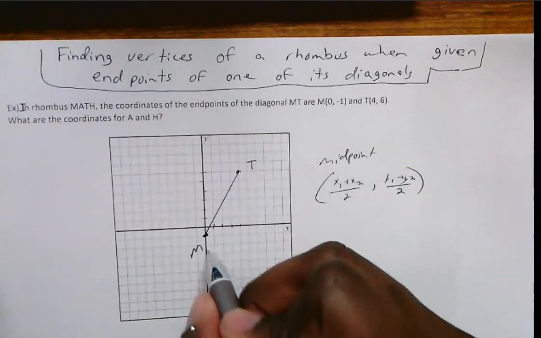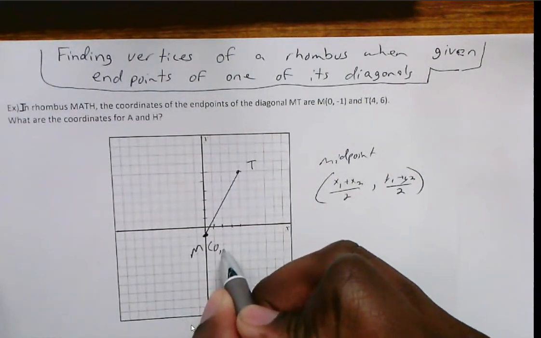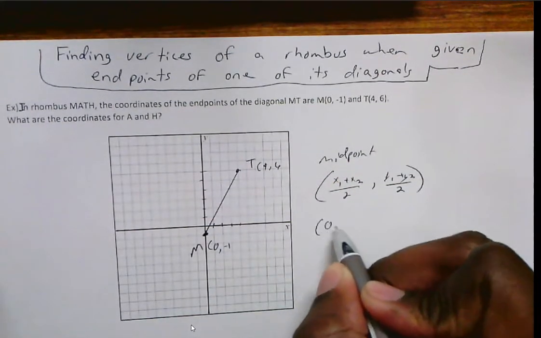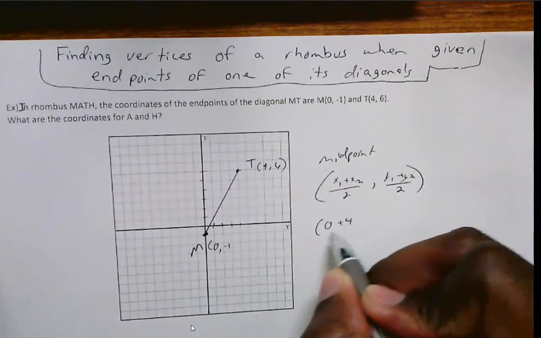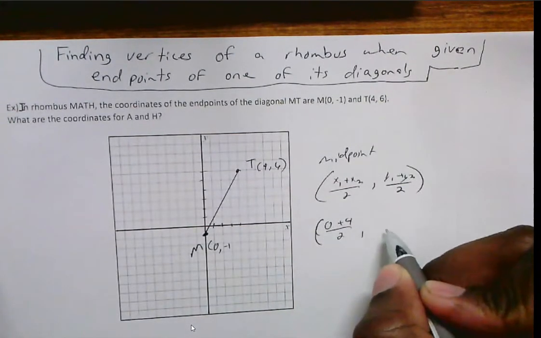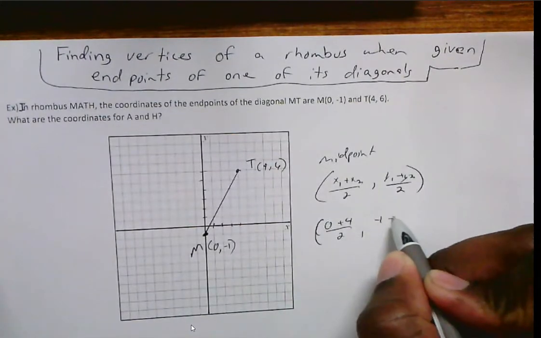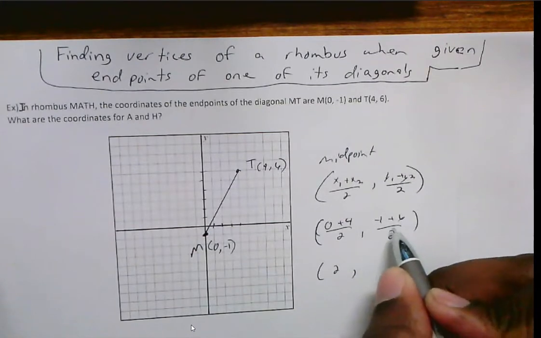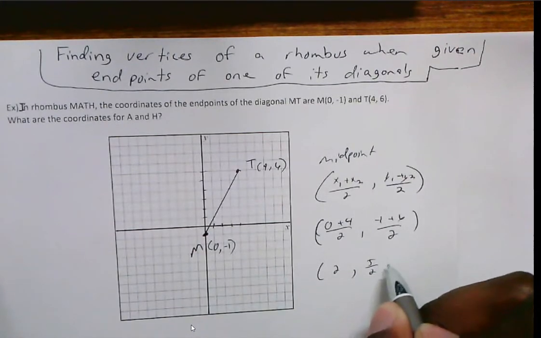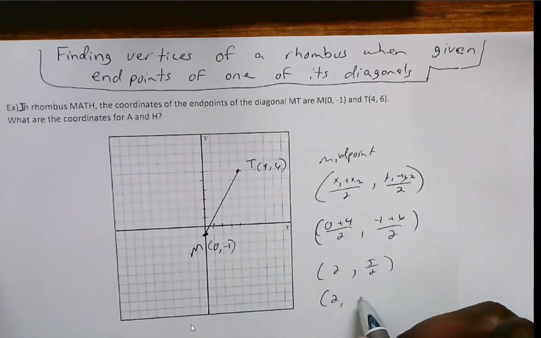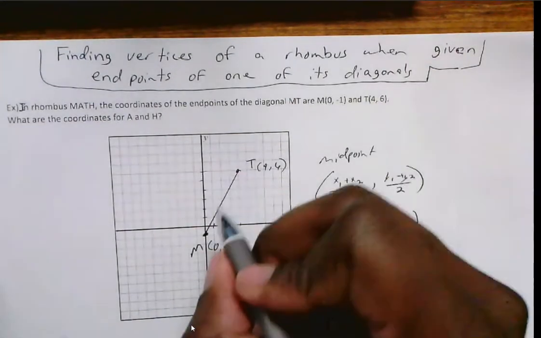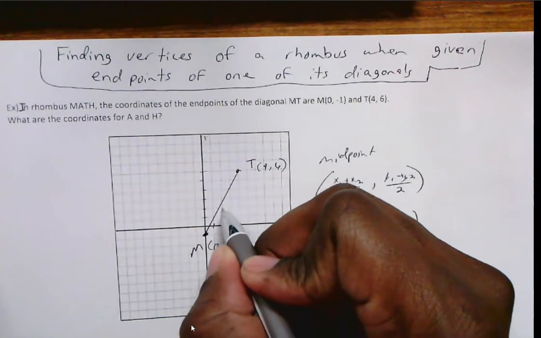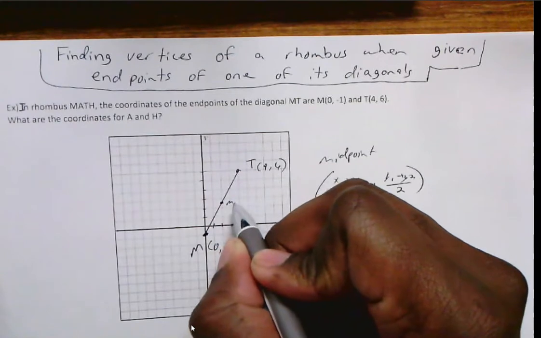So if I add the x's in the first coordinate, which was 0, -1, and the other one was 4, 6, the x coordinates are 0 plus 4 over 2, and the y coordinates are -1 plus 6 over 2. So that should be 2, and this is going to be 5 over 2. So I'm going to make that a decimal. 2 and 2.5. So the coordinate is at positive 2 and then positive 2.5. So about right there, it's the midpoint.